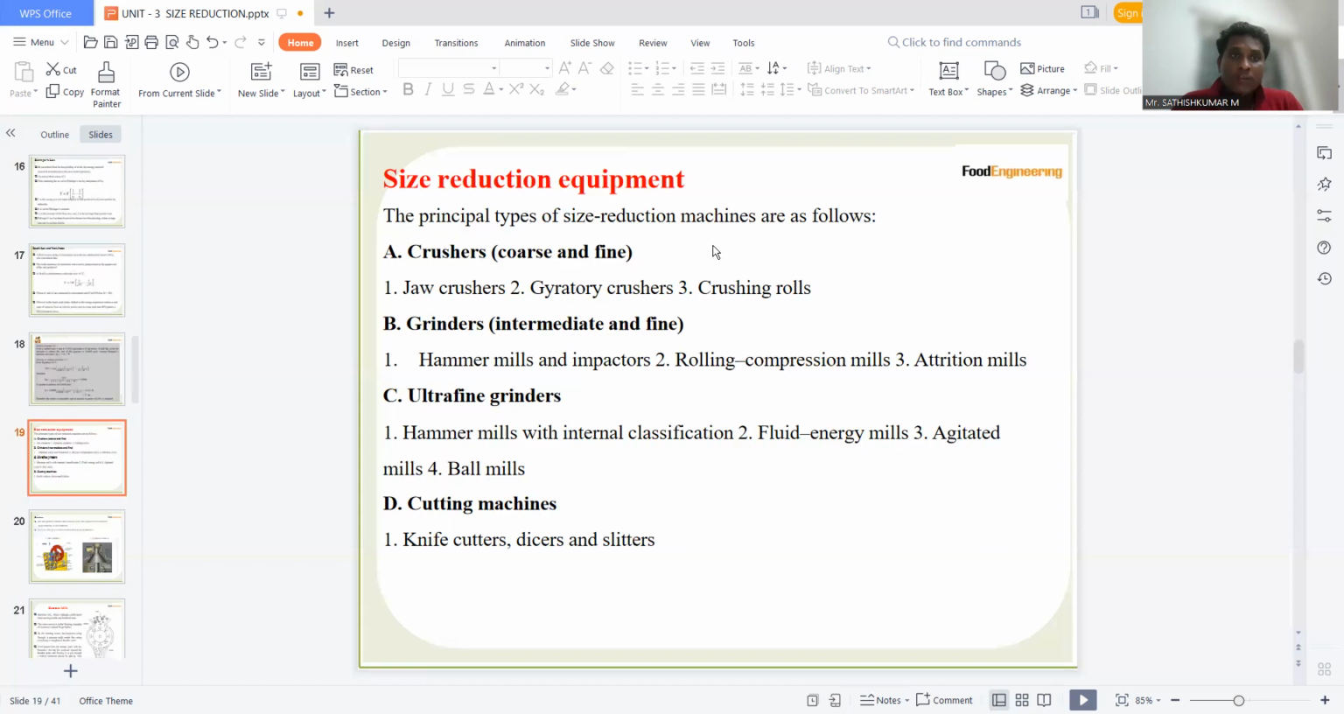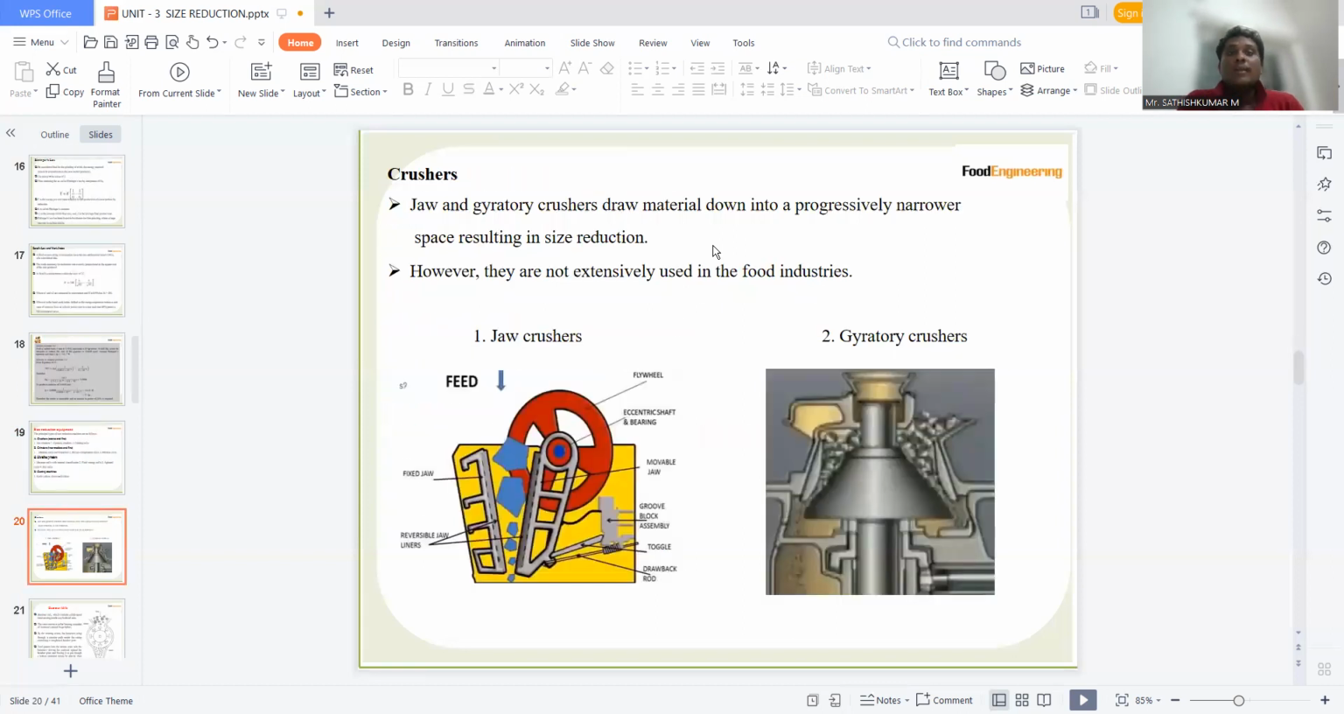Okay. First, we are going to see about crushers. In crushers, we are using compressing force to crush the particular product. Jaw crushers crush raw material down into progressively narrower air spacing, resulting in size reduction. That means the big solid materials fall and pass through the small space in between the two moving jaws. The jaws are responsible for reducing the size of big particles.